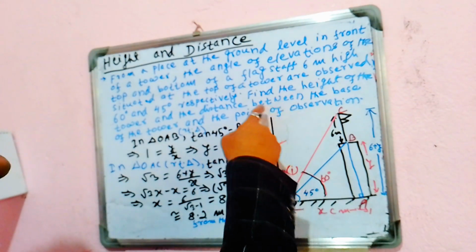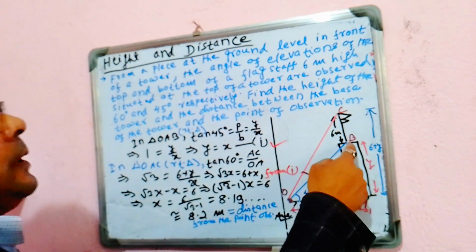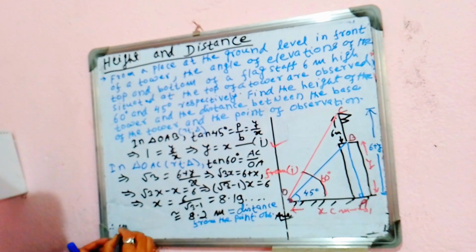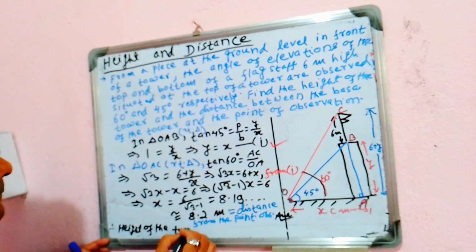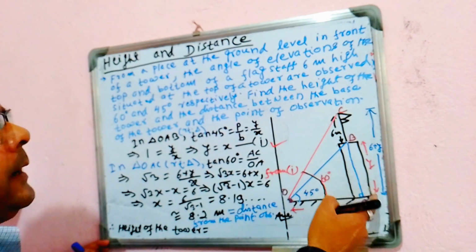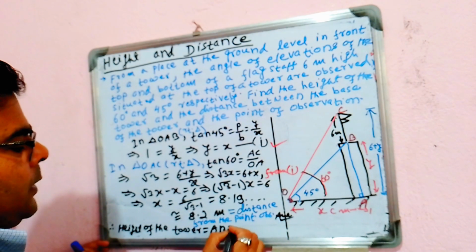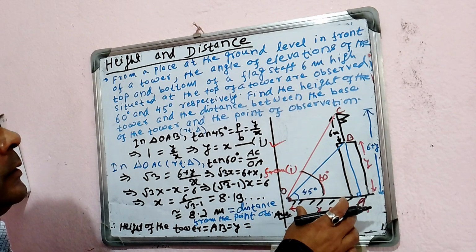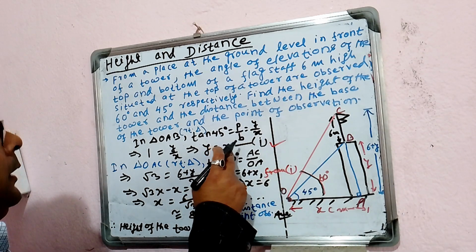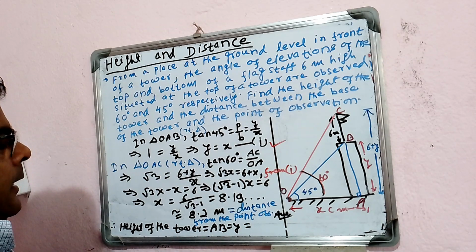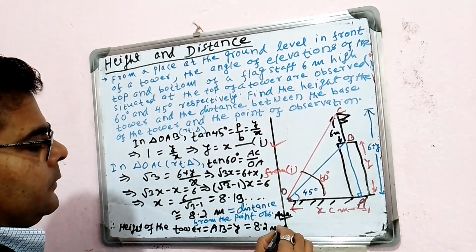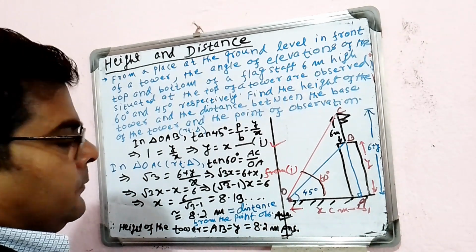Now what you have to find is the height of the tower. Height of the tower means we have to find this length. So the height of the tower is AB. AB equals y, and as the height of this tower equals this distance by using equation 1, the x value we have is 8.2, and therefore the height of the tower is also 8.2 meters, and this is the answer.